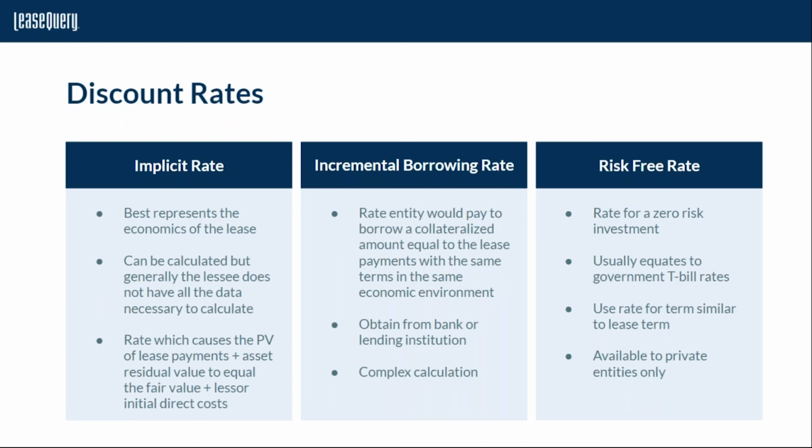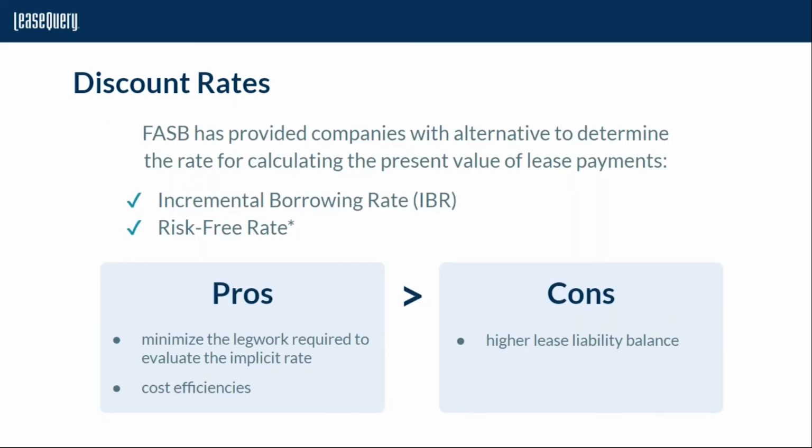Then private organizations have an additional option to elect to use a risk-free rate at an underlying asset class level. The risk-free rate is defined as the theoretical rate of return for an investment with no risk. Typically, private entities would use the T-bill rates published on the treasury.gov website. When choosing a rate, consider that although the risk-free rate can be estimated more easily than the IBR or implicit rate, lower discount rates lead to higher opening lease liabilities.